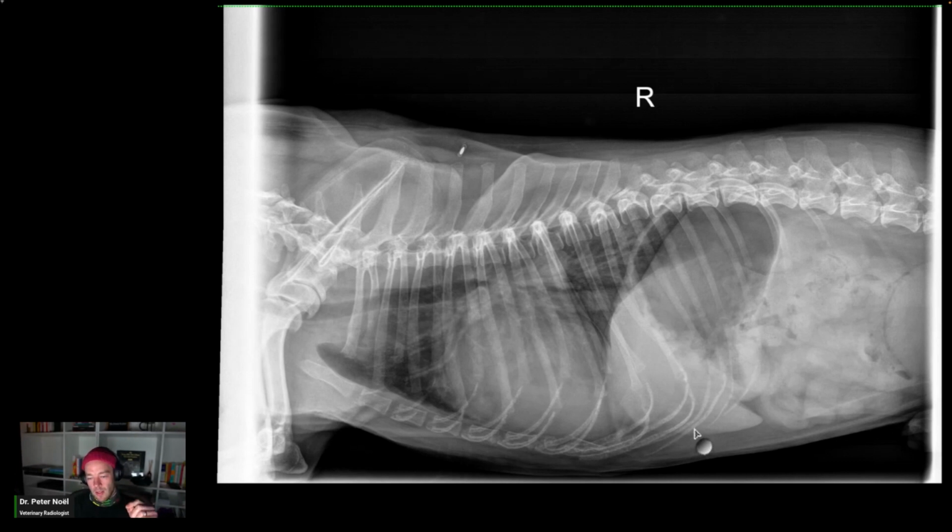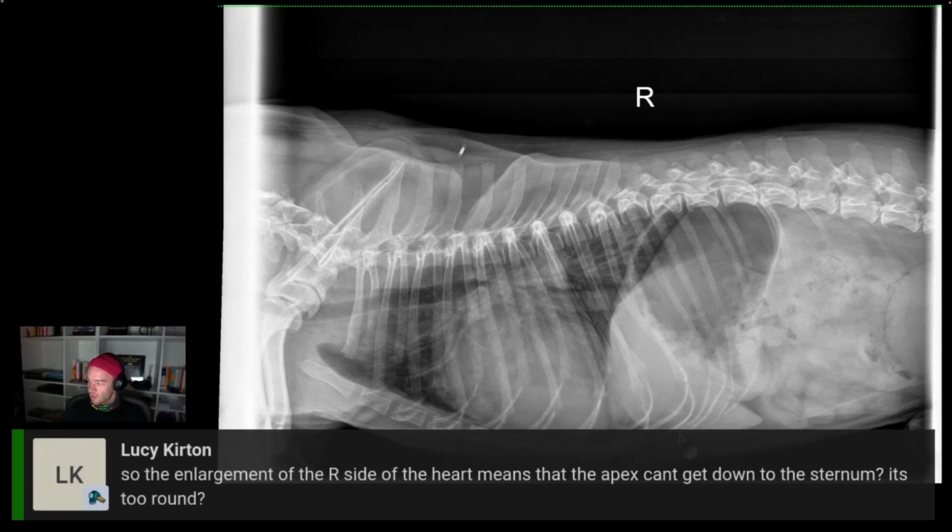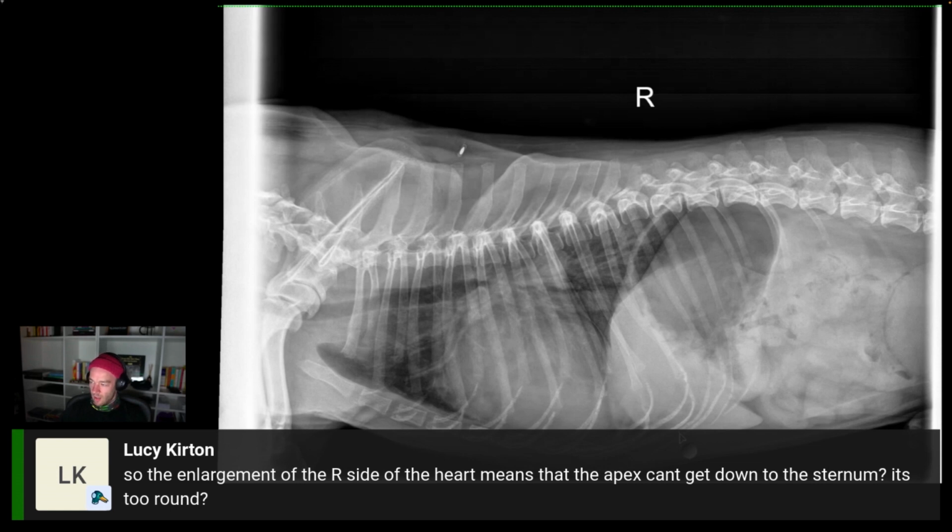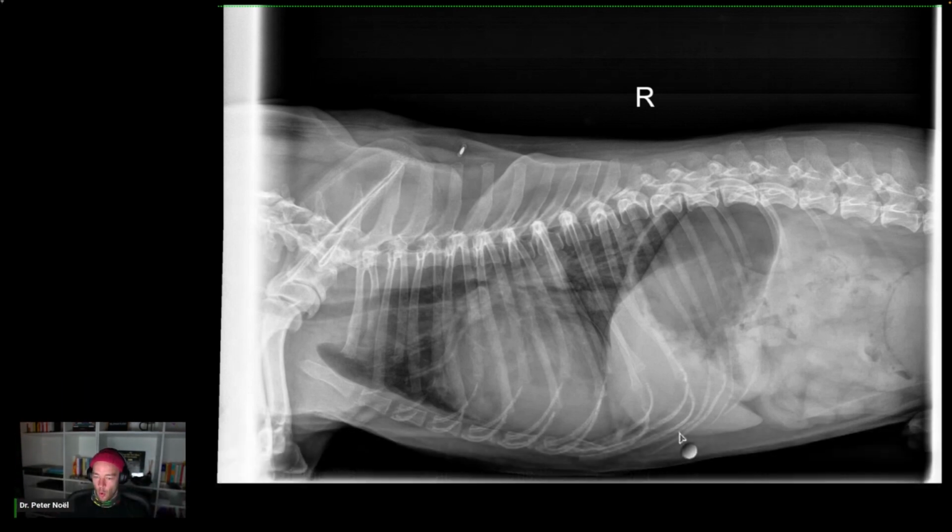So the enlargement on the right side of the heart means that the apex can't get down to the sternum. It's too round. I think there's too much tissue. The apex normally isn't intimately associated with the sternum, and I think the excess tissue causes it to just sit up. I'll be able to find a case here in a second, and I can show you.